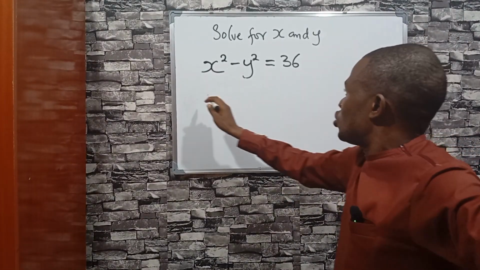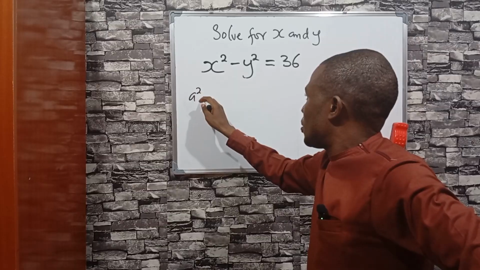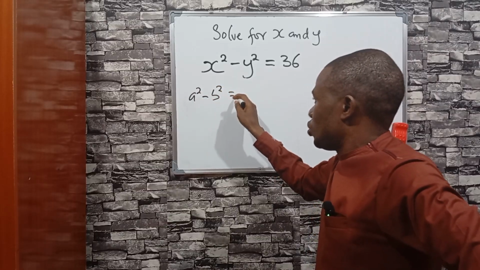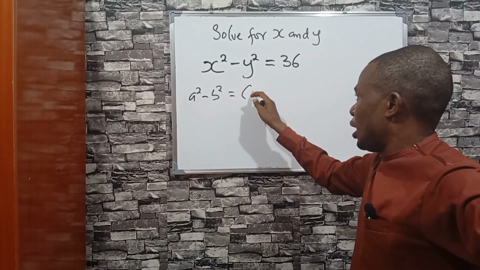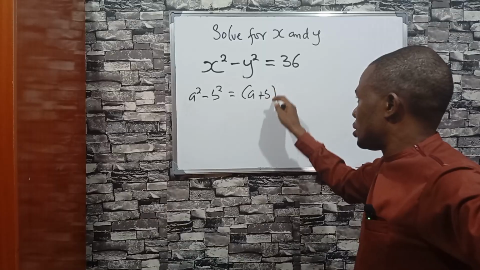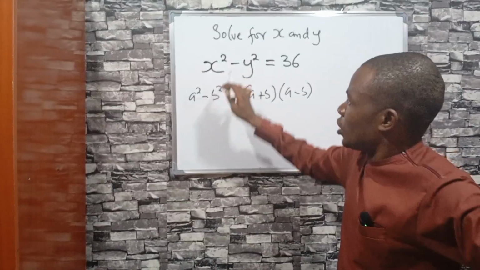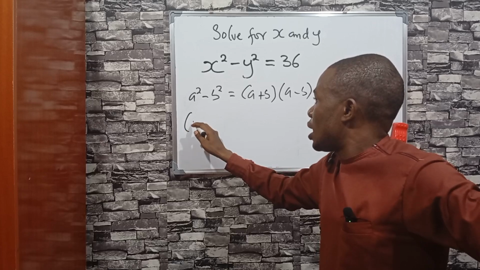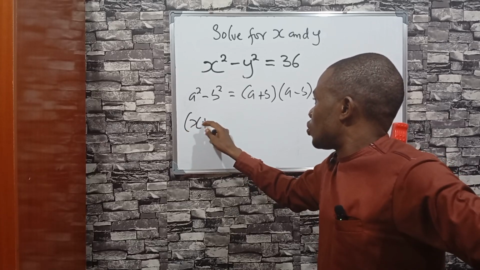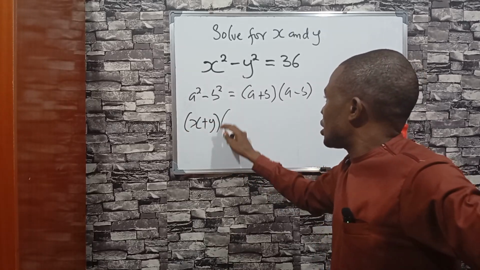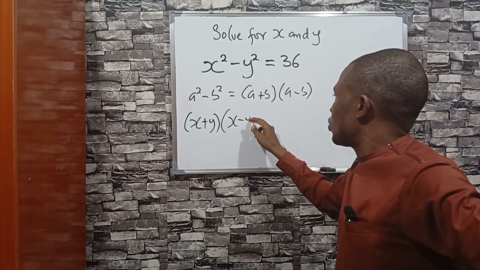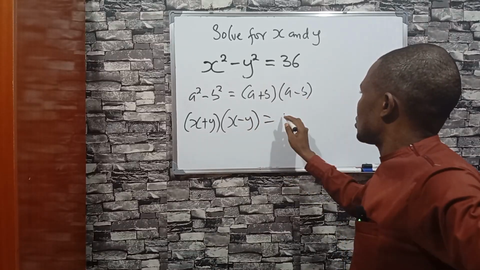Difference of two squares. If you have a squared minus b squared, you can express this as a plus b times a minus b. So the same thing here. We have x plus y times x minus y equals 36.